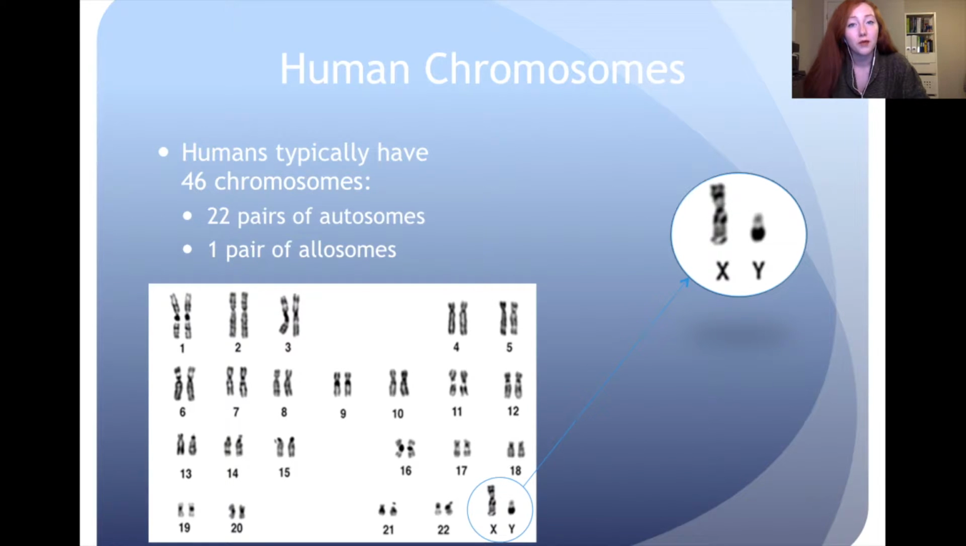What's so important about this pair of allosomes is that they determine the genetic sex of the individual. Females will have 2 X chromosomes, while males will have both an X chromosome and a Y chromosome. Looking at this karyotype, you can tell that it belongs to a male. You can also notice that the X chromosome is significantly larger than the Y chromosome.